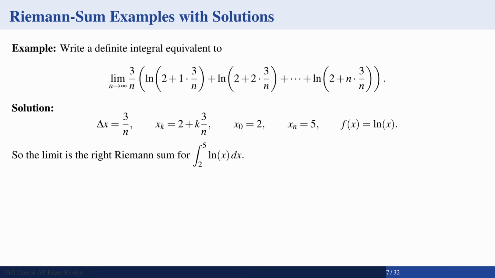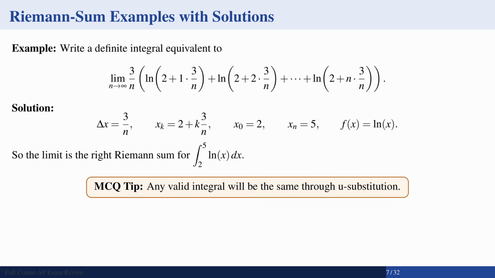So I think that this is just a right Riemann sum for the integral from 2 to 5 of the natural log of x. Well, not accidentally, if you look at this and you think the function is the natural log of 2 plus x, then you're going to get different bounds. The bounds are 0 and 3, but you can do a u substitution and turn it into the integral from 2 to 5 of natural log of x.